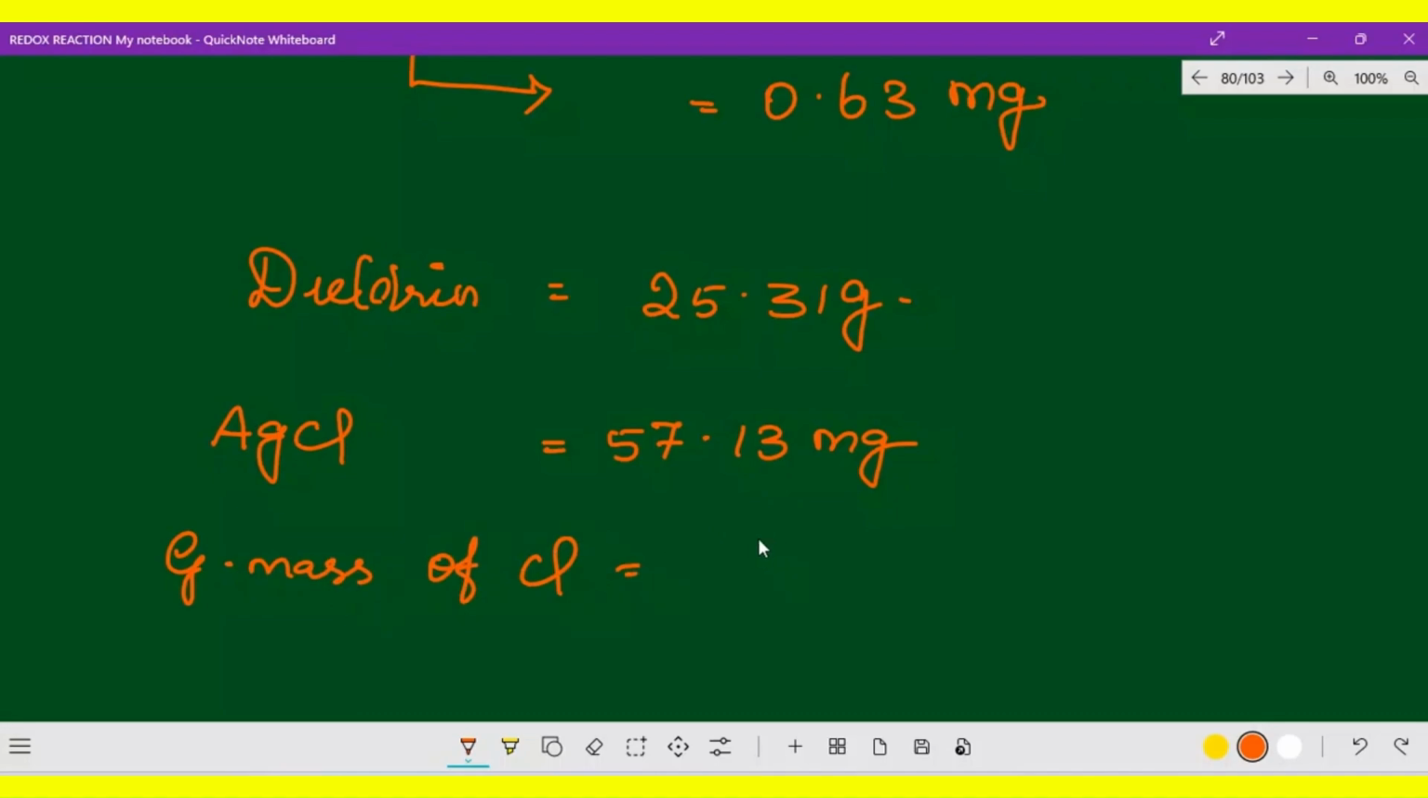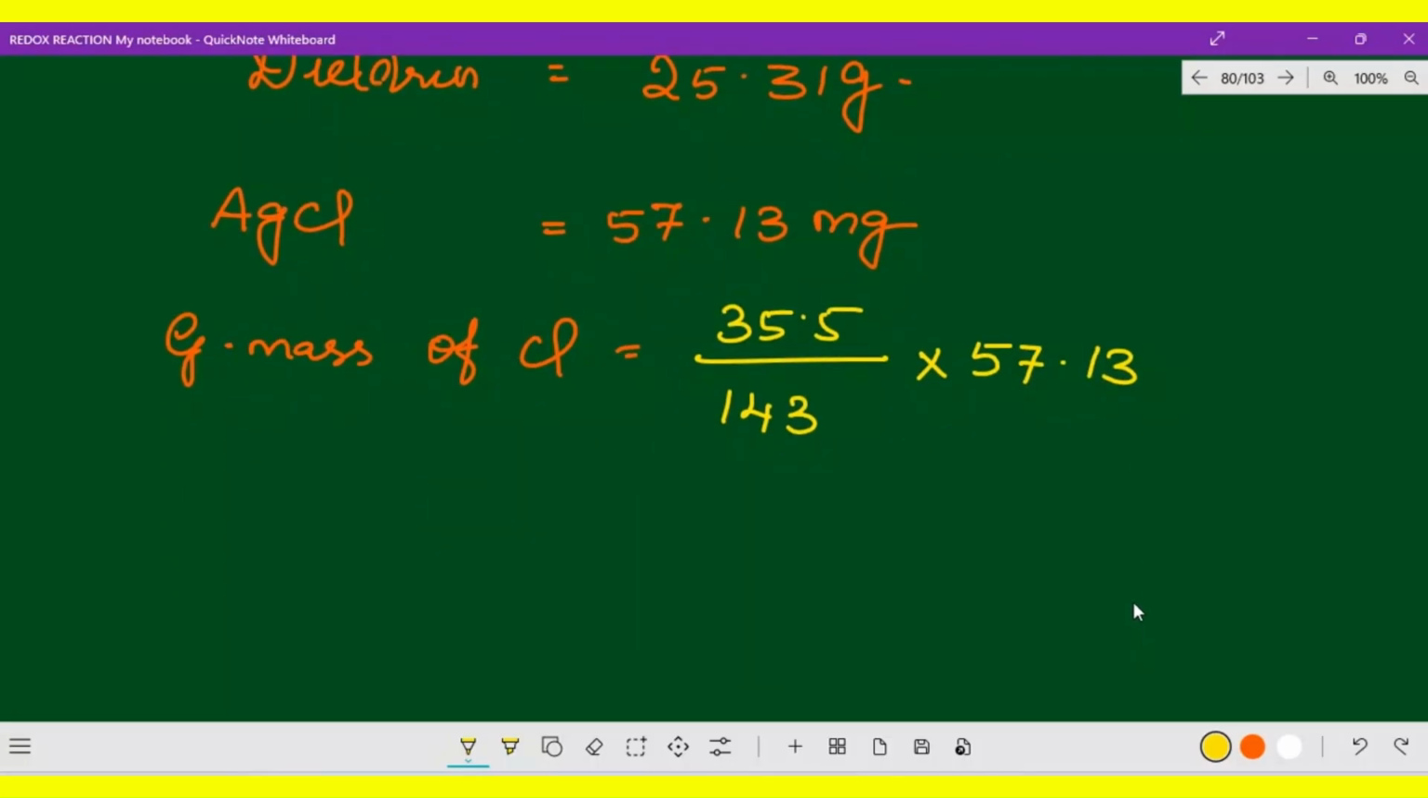The same way: the atomic mass of chlorine, 35.5, divided by the molecular mass of AgCl, which is 143, multiplied by the given mass of AgCl, 57.13. So you will be getting the chlorine mass, around 14.13 milligram, right?